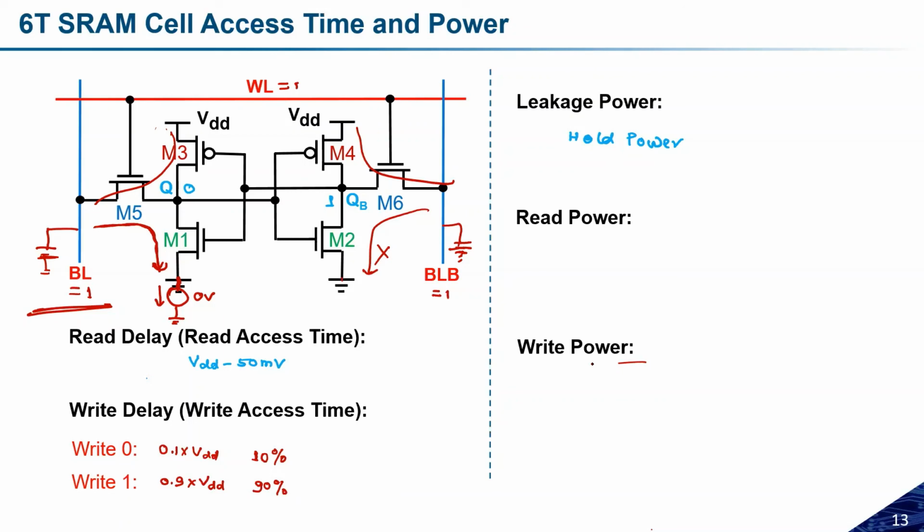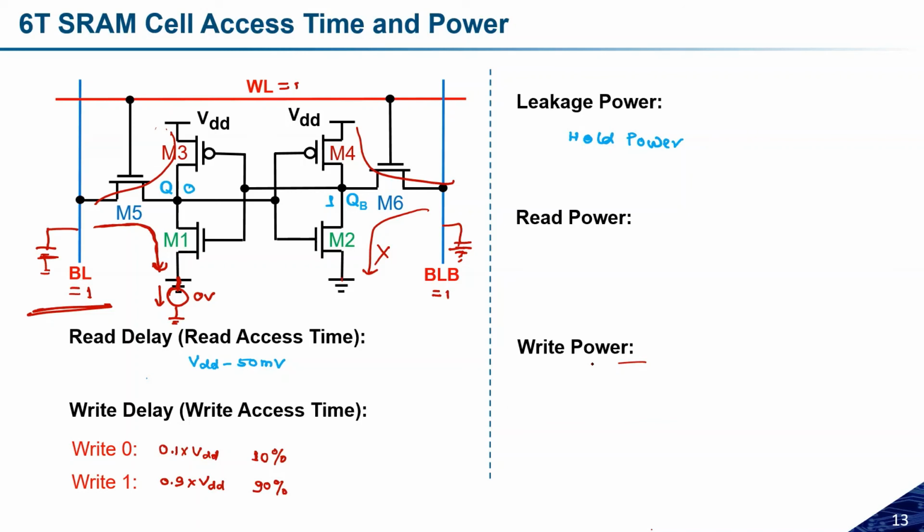Sir, in write power, on one side there will be charging. Suppose we are writing 1 to node Q, then on one side there will be charging of Q, and on the other side there will be discharging. So both we have to add as power. We already need to consider the node Q only, right? I just told you before, on the Q side.